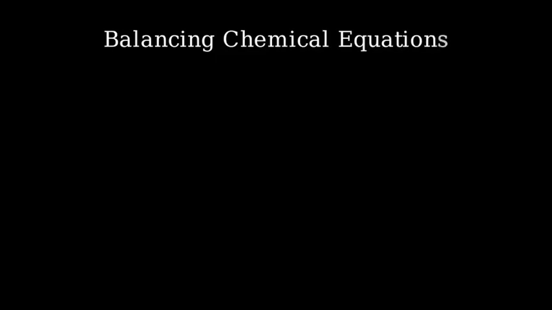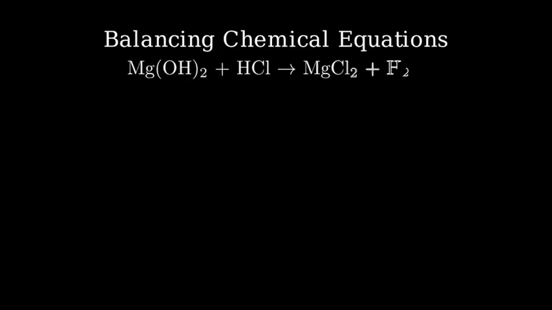Balance the chemical equation for the reaction between magnesium hydroxide and hydrochloric acid. Let's start with the unbalanced equation. We have magnesium hydroxide plus hydrochloric acid reacting to form magnesium chloride and water.